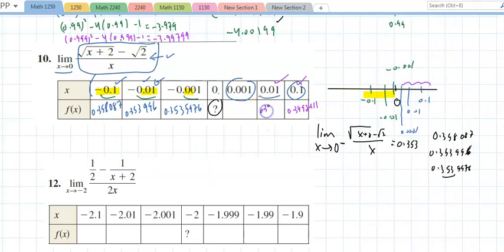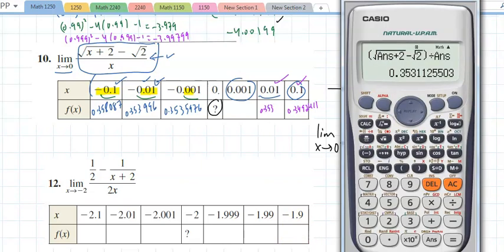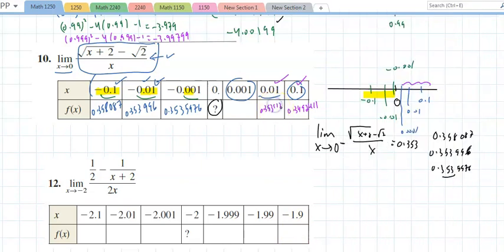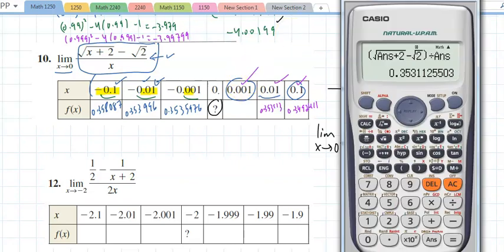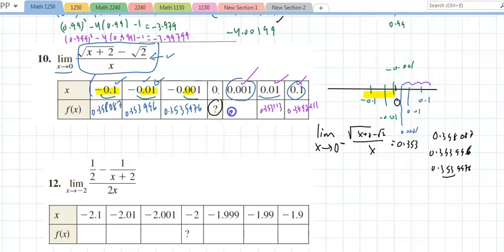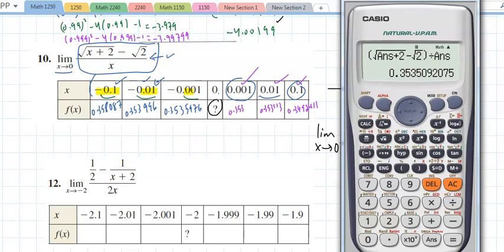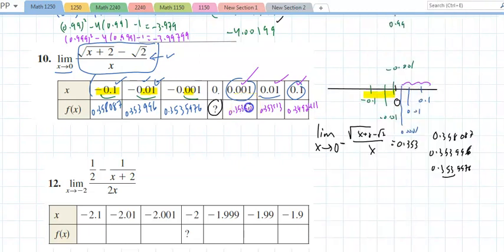0.353113. And if I plug in a 0.001, enter, go back once, evaluate, I'll get 0.3535. So do you see these numbers are above?